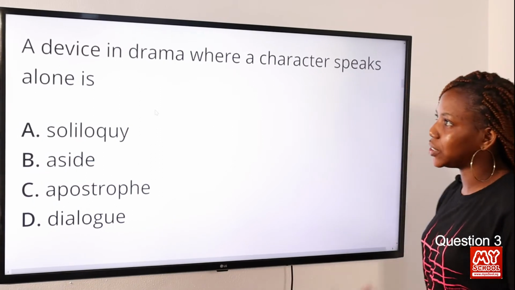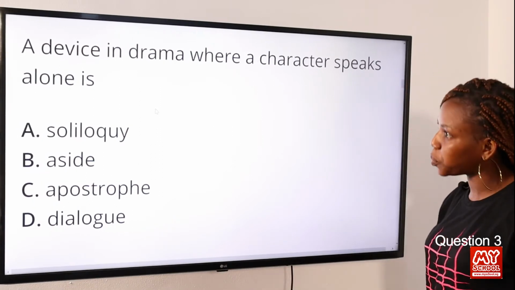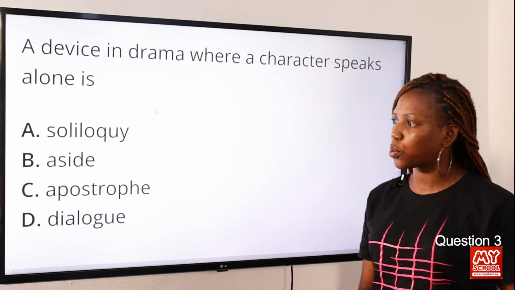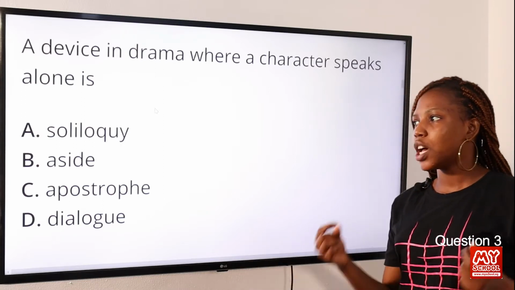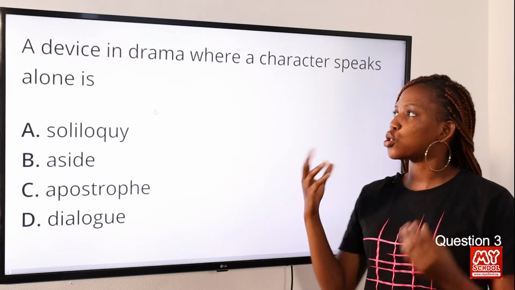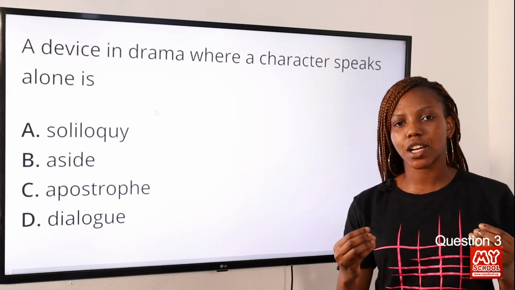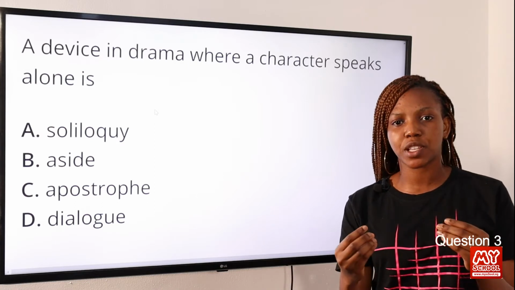Question 3, a device in drama where a character speaks alone is option A, soliloquy, option B, aside, option C, apostrophe, option D, dialogue. The answer to this question is soliloquy. Soliloquy is a literary device where the speaker speaks to himself.